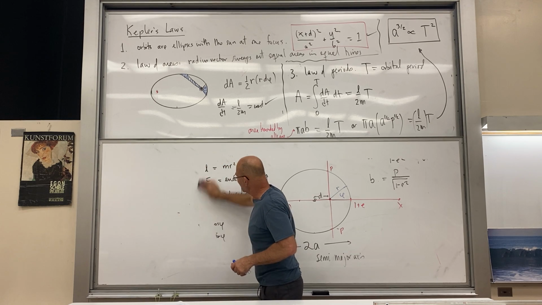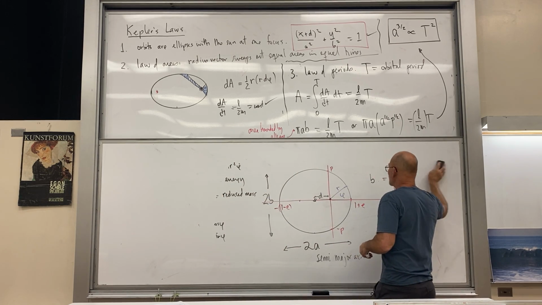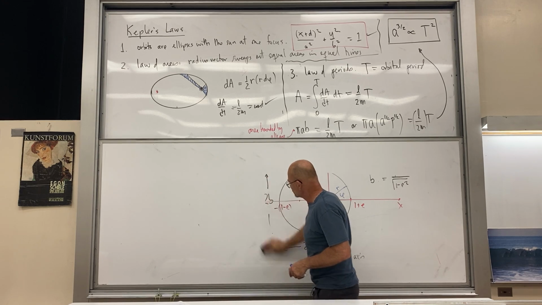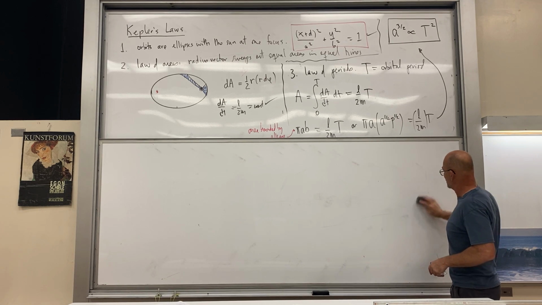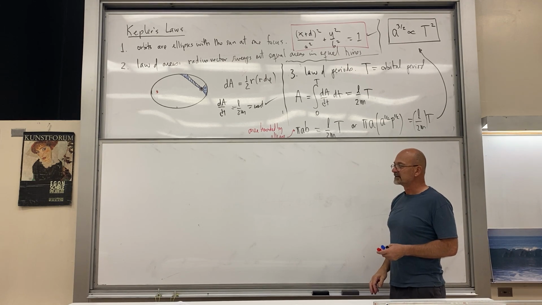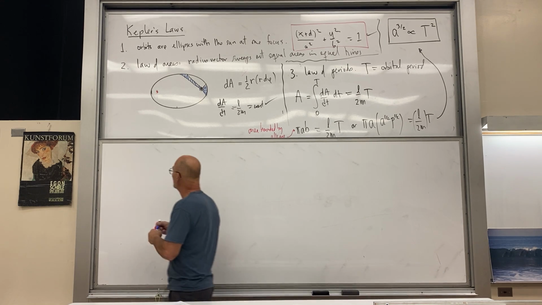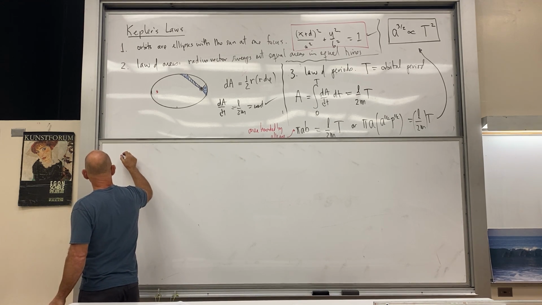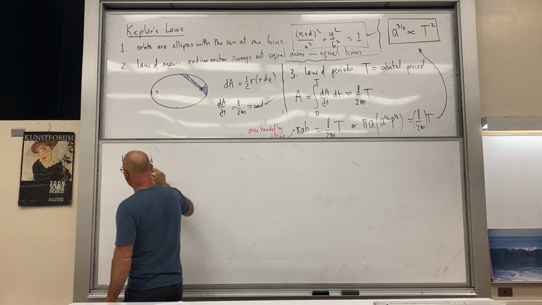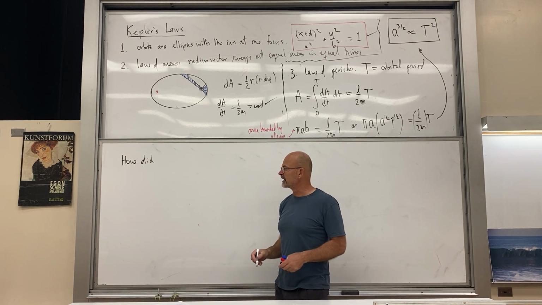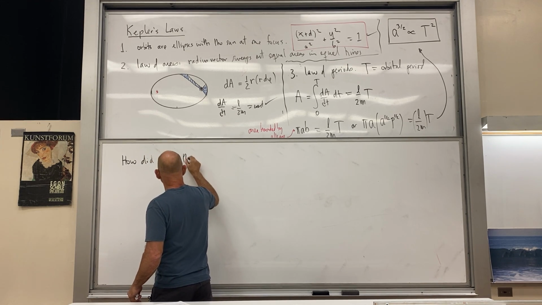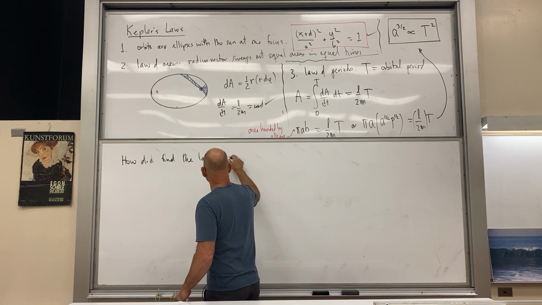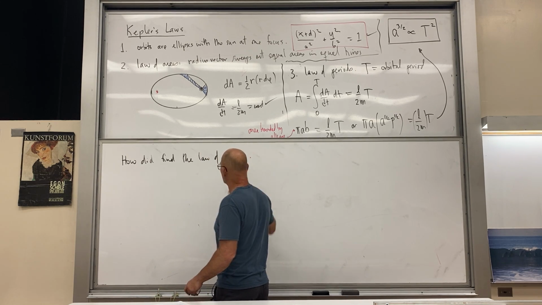And I'm not taking them in any special order. But let's see, we have: how did Newton find the law of gravity in the first place? Law of gravity. He had help from Kepler.